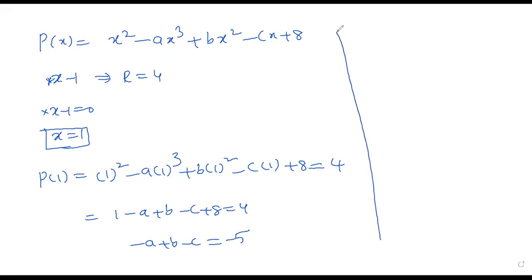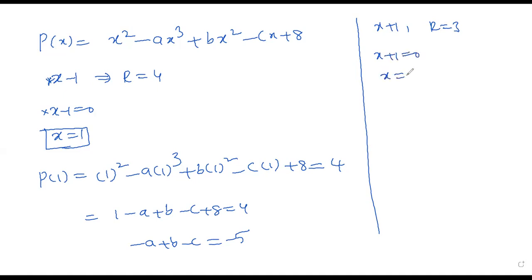One more divisor they gave is x plus 1, the remainder is 3. So x plus 1 equal to 0, x equal to minus 1, you have to substitute. You will get p of minus 1, which is 1 plus a plus b plus c plus 8 equal to 3. That means a plus b plus c is equal to minus 6. Now this is the second equation, and that is the first equation.